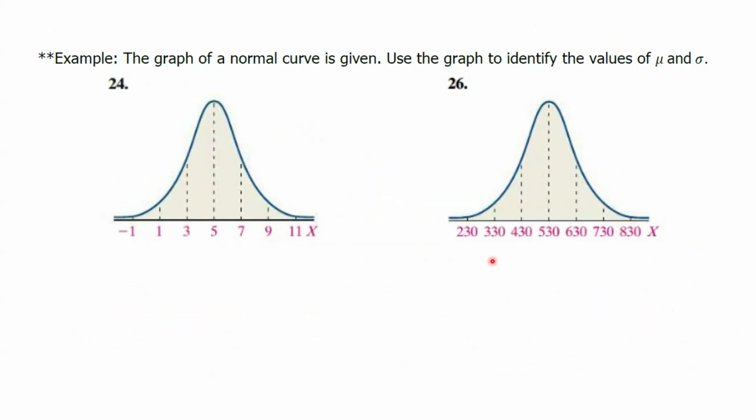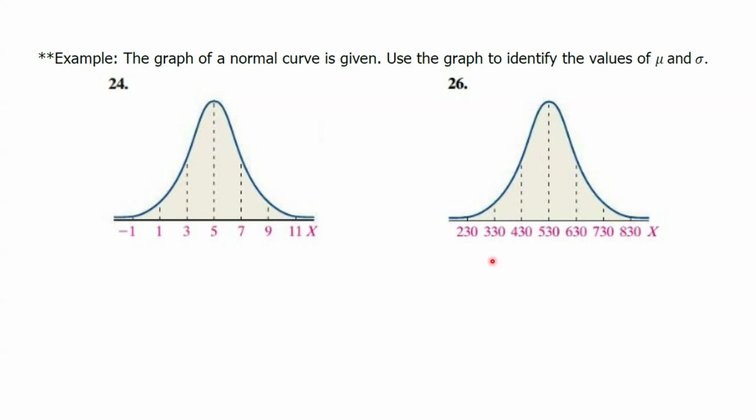All right, for our next 2 examples, the graph of a normal curve is given. And now we want to use the graph to identify the values of mu and sigma. So in other words, we want to find the mean and the standard deviation when given the normal curve.